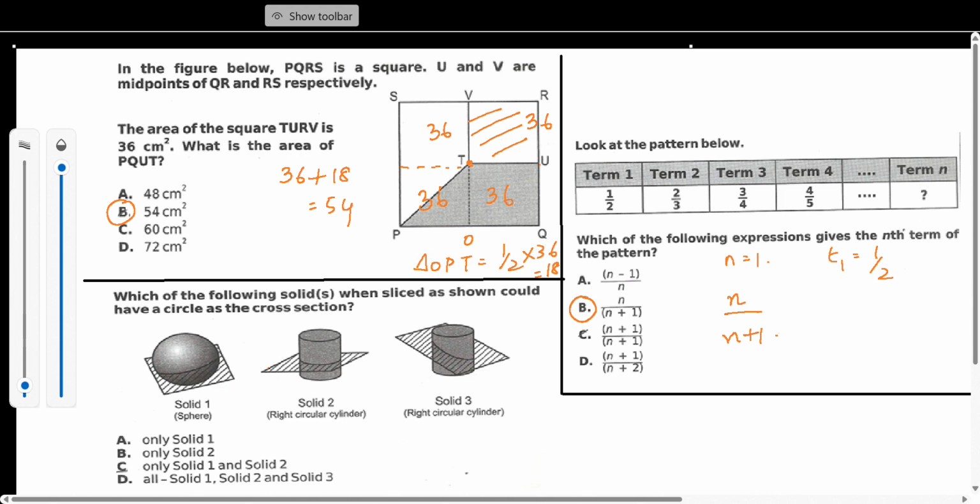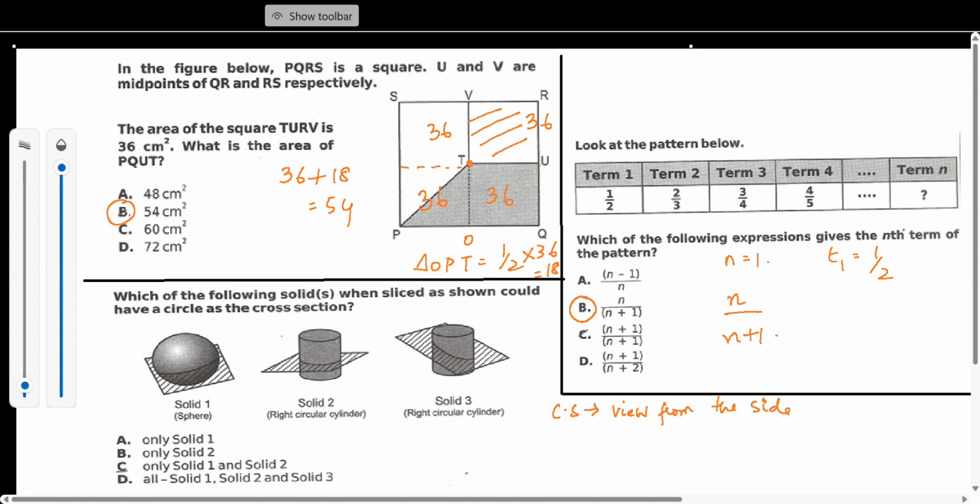Now coming to the sum on the left bottom, there are 3 solids, a sphere and 2 right circular cylinders, and they have shown a net that shows us how we are slicing. So which of these when sliced as given will have a circle as the cross section? Cross section is when you view from the side. That's the meaning.